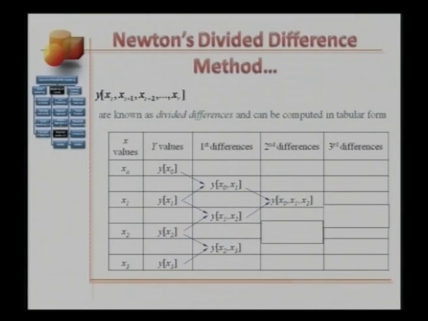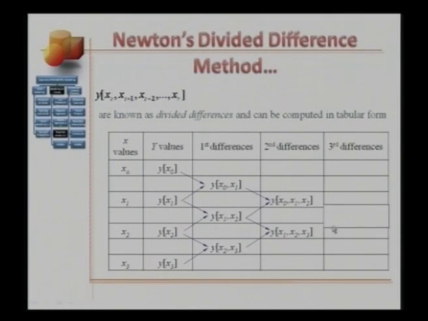How about the second divided difference here? This would be y of x2, x3 minus y of x1, x2 over x3 minus x1. Once again, I have skipped x2 here and considered the limits of this larger interval. And this will be denoted as per our convention by y of x1, x2 and x3.